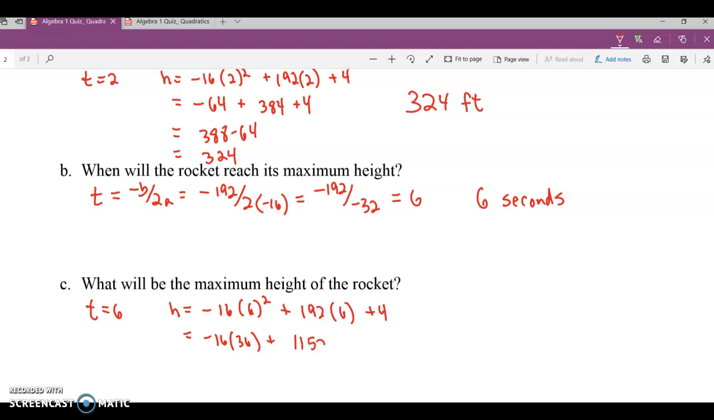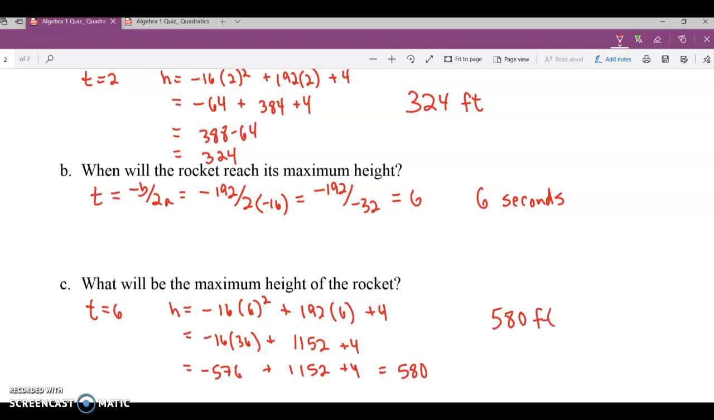It's 1152 plus 4. Negative 16 times 36 is negative 576. So when I sum up all of these numbers, I'm going to get 580. So the maximum height of this rocket will be 580 feet.